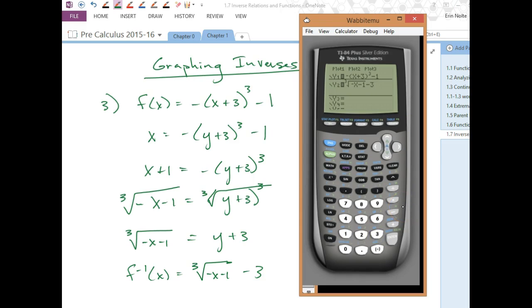Okay, everybody watching? Can everybody see that graph? Okay, so I'm going to hit zoom 6, make sure I'm in a standard 10 by 10. Okay, you should see John Travolta, with his left arm down, that's the original. Okay, now it's drawing the cube root piece.